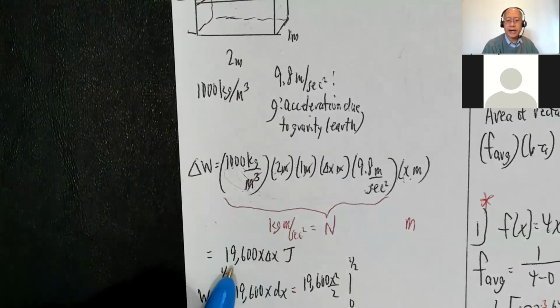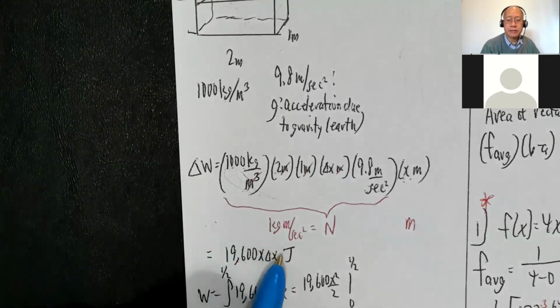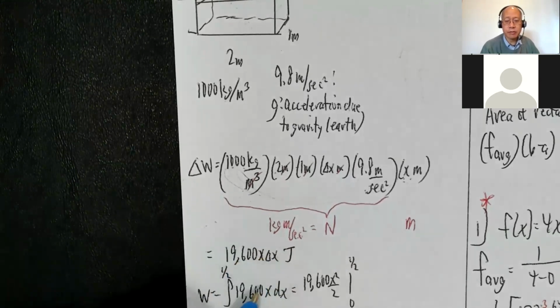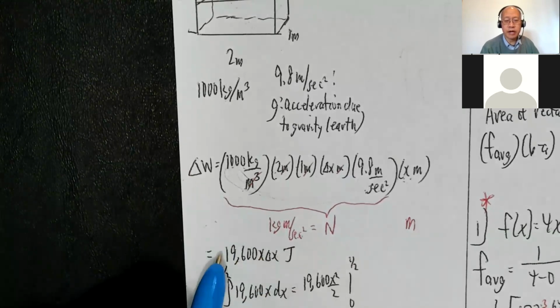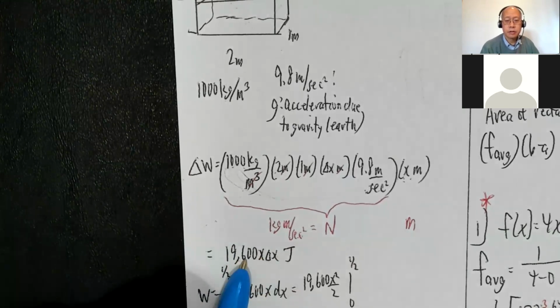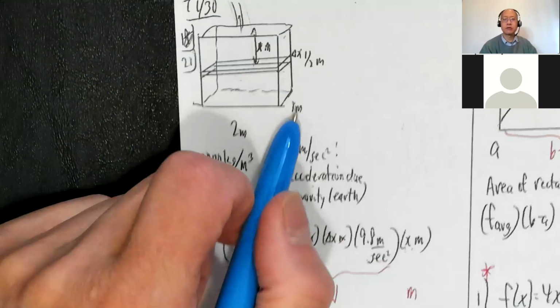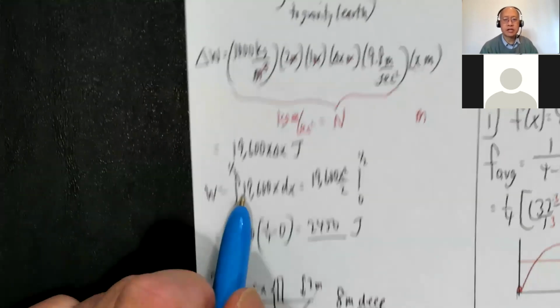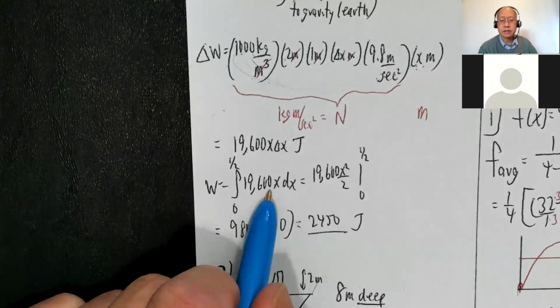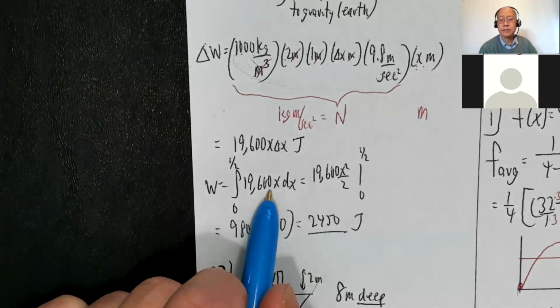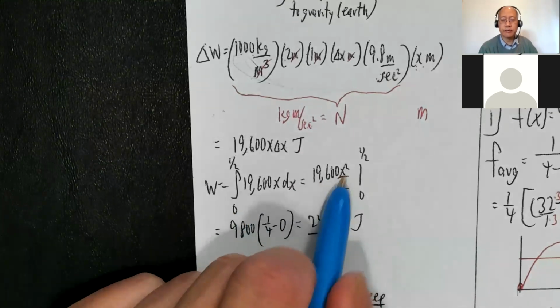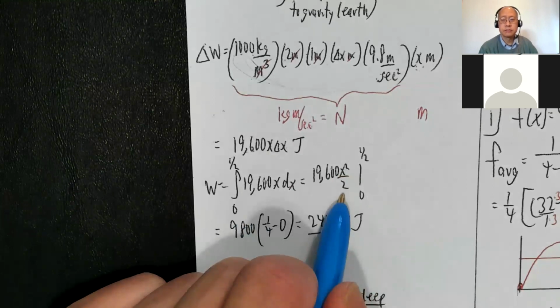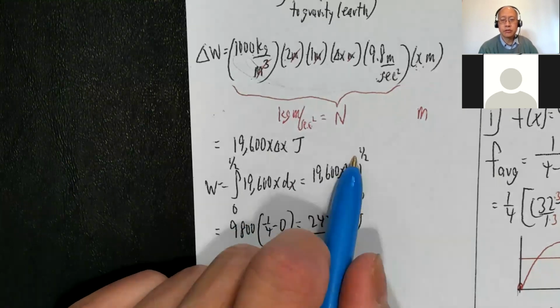Change in work. And that's what I integrate. Force times distance. Delta X in the integral becomes dx. So I'm essentially just integrating 19,600 X. I'm already here, I might as well just finish it. So you're going from 0 to 1/2. So I integrate 19,600 X dx. 19,600 X squared over 2, from 0 to 1/2.